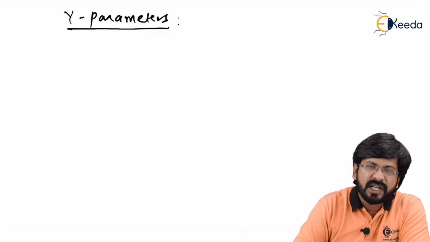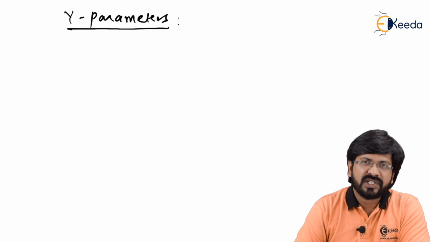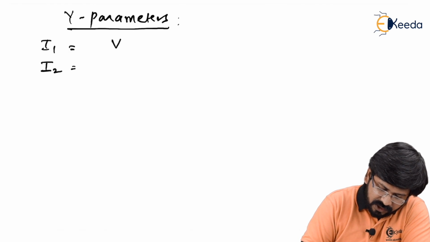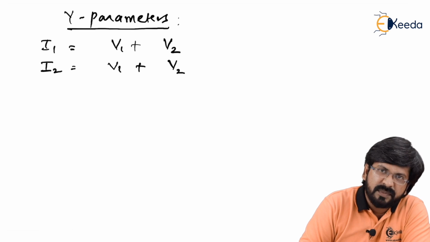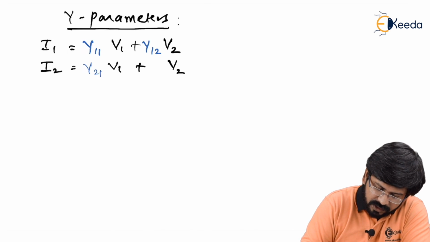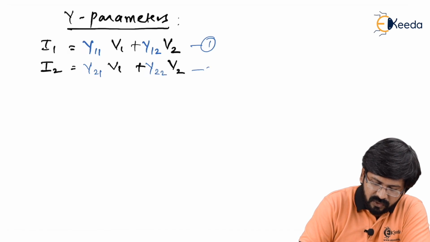In Y parameters, which are also called short circuit parameters, you know the fact that currents are functions of voltages, that is I1, I2 were functions of V1, V2. I can now replace empty spaces with Y parameters, which are Y11, Y12, Y21 and last is Y22. So these are equation number 1 and equation number 2 for me.